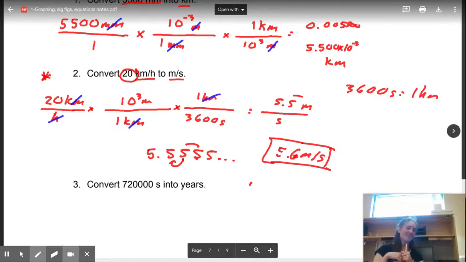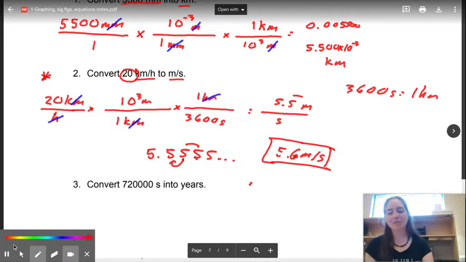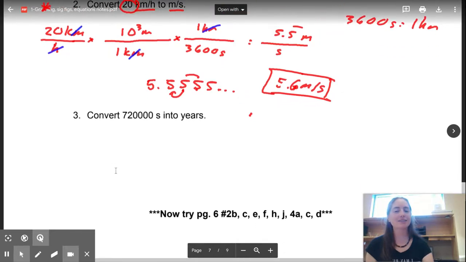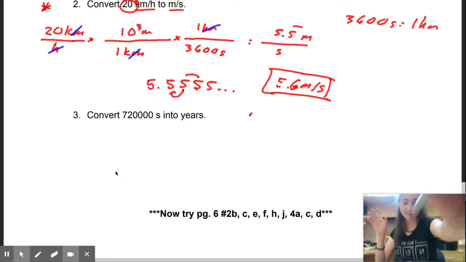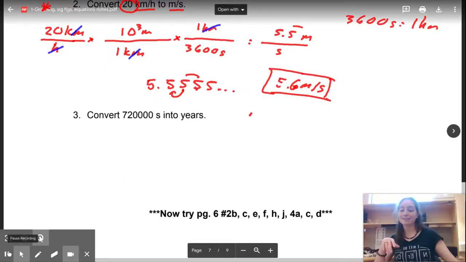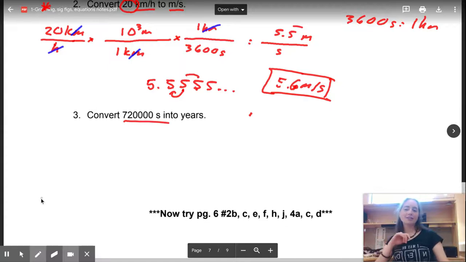Sounds good. All right. So, ladies and gentlemen, another thing that we would be looking at, this is the type of conversion that we would be looking at in our, depends on when I want to do circular motion. If I want to do circular motion either before or after energy, so either our third or fourth unit. But this is one we do in circular motion. Objects in orbit. Okay, we convert years to seconds and seconds to years. So we've got 720,000 seconds into years.